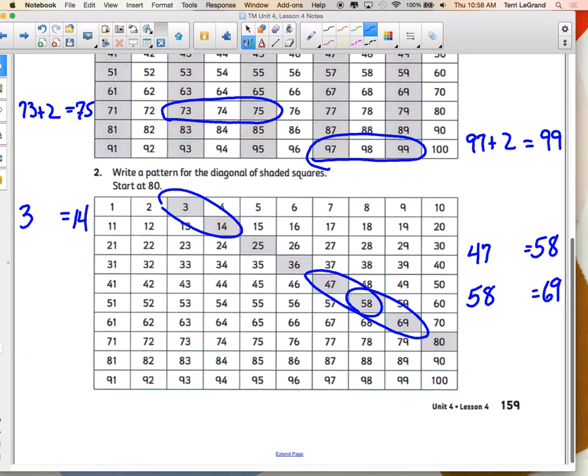Okay, numerically, what's the pattern? What's going on? What do you do to the shaded box to get the next shaded one? Cheyenne? You have 11, she says. Do you guys agree with her?